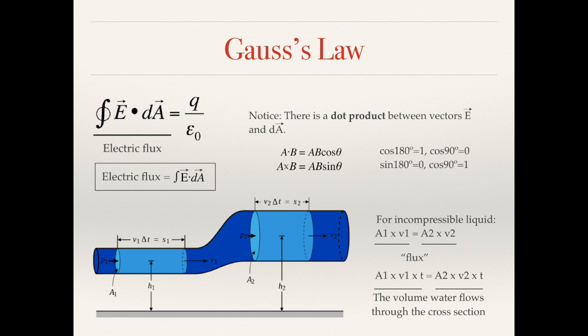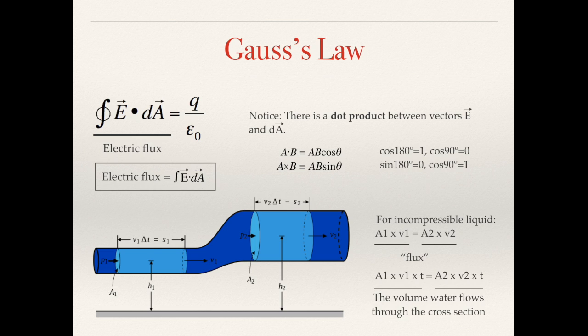This is really similar to the idea of electric flux because it is again a speed or something times the area. And for liquid, it can easily be proved true if we multiply both sides of this equation by t. Now, if we add time, A1 V1 times t means the volume of water that flows through that cross-section in the given time t.